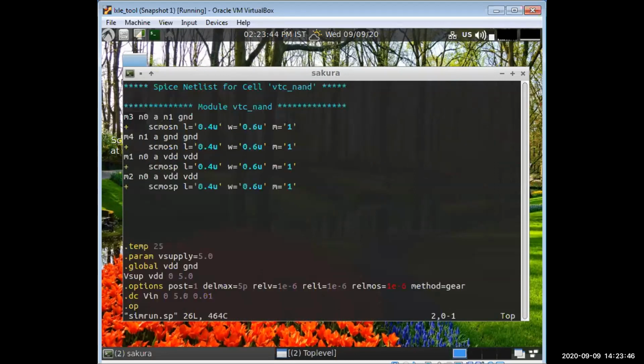Now, as before, I have to specify the path for the SCMOS technology model file. So home, VLSI, project 2020, EDA, this 32, models, SCMOS submicron.